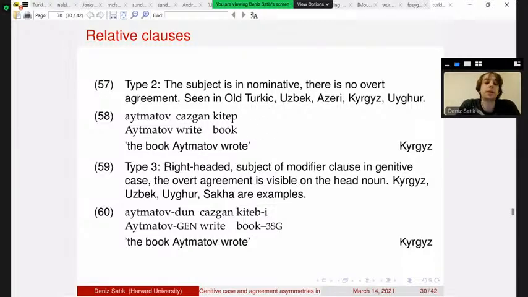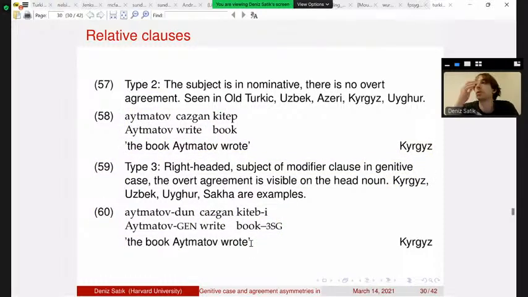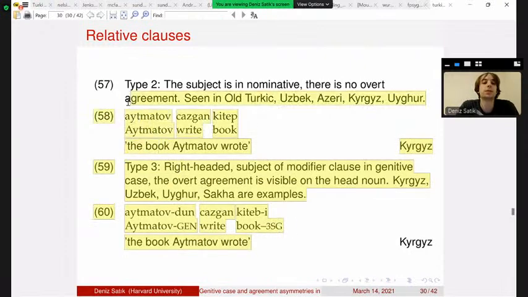So the third type is a right-headed one. So there's a third type seen in Kyrgyz, Uzbek, Uyghur, and Saha, in which the relative clause is right-headed. The subject of the modifier clause is in genitive case, and the overt agreement is visible on the head noun. So some of the Turkic languages which have type 2 also have type 3. I don't know if there's a semantic difference. I think someone argued that there's a semantic difference between these two.